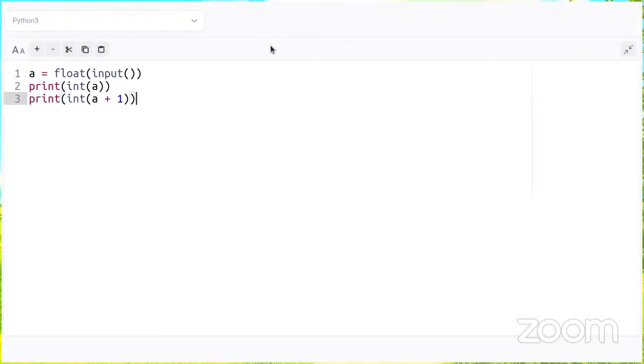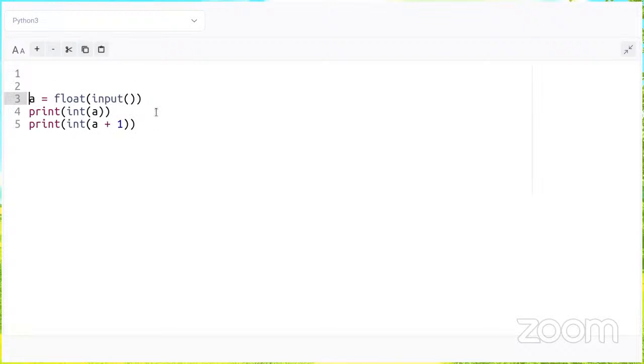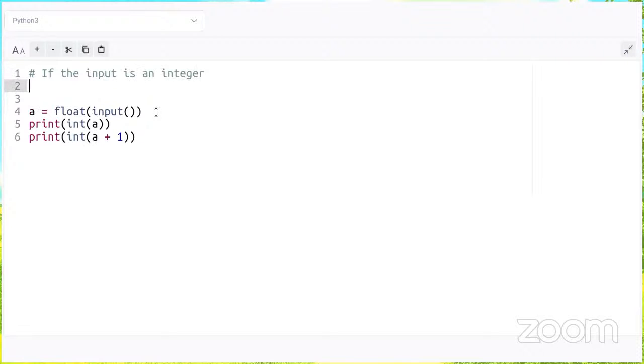Sir, also if the input is only something like 1.0, it will convert to 1.0. So ideally both should give 1 and 1, but in this case it will give 1 and 2. So it's not considering that case where the decimal value is 0. Correct. So there are two cases that have emerged. One is if the input is an integer, what do you do? And if the input is negative, what do you do? So how do you handle these two cases?